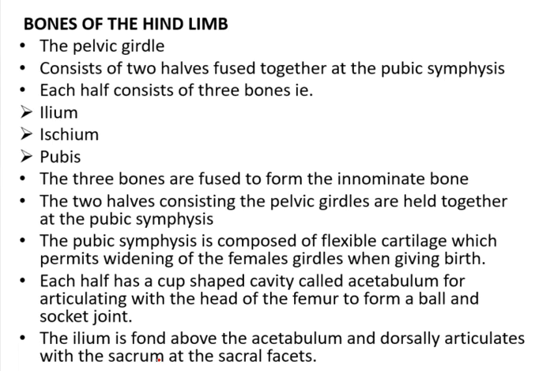Then next, let's look at the bones of the hind limb. Before we look at the bones of the hind limb, we must look at the pelvic girdle. We have the pelvic girdle here, and it consists of two halves fused together at the pubic symphysis. This is the pubic symphysis, and each half consists of three bones. That is the ilium, the ischium, and the pubis. These three bones are fused to form the innominate bone. This is the innominate bone.